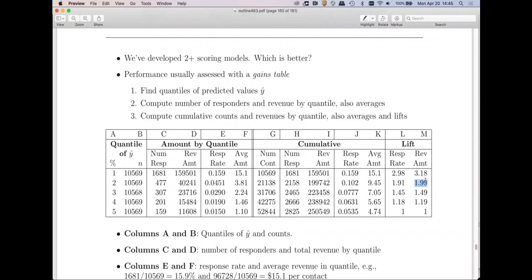So when we compare models, let's go back to my original question. Which model is better? We're going to compare models based on these cumulative response rates and amounts, or equivalently lifts. Lift is just a constant times the cumulative response rates and amounts. We're going to be comparing these values for where we think we're going to be using the model in practice. So if you think you're just taking the top 40% of the bids, then this would be a relevant number to compare.